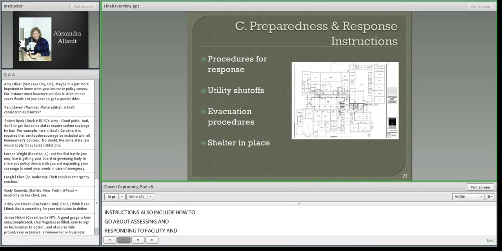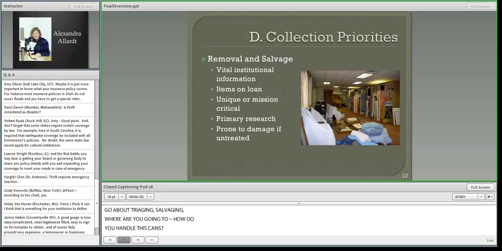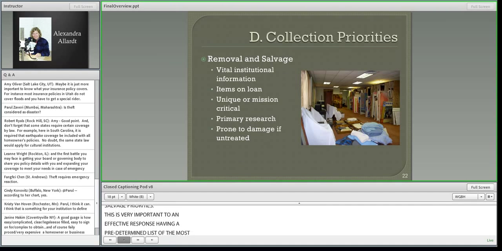A fourth element of the disaster plan is knowing your salvage priorities. This is very important to an effective response. Having a predetermined list of the most valuable collections or individual pieces if you're a small site, knowing what you want to salvage will effectively focus your response efforts in a timely manner and save costly resources. Responding to a disaster is very emotional, and having a list helps you avoid responding through a knee-jerk reaction. So the list is really, really helpful.